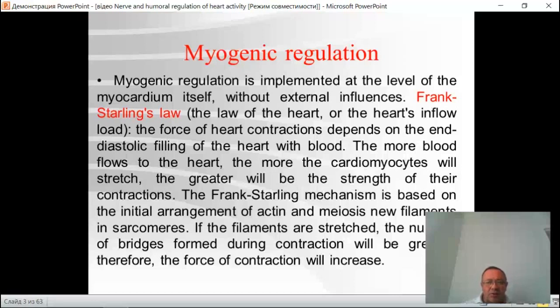Myogenic regulation is implemented at the level of the myocardium itself without external influences. Frank-Starling law, the law of the heart's inflow load: the force of heart contraction depends on the end-diastolic filling of the heart with blood.